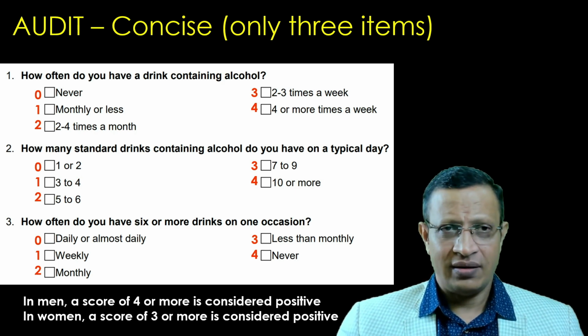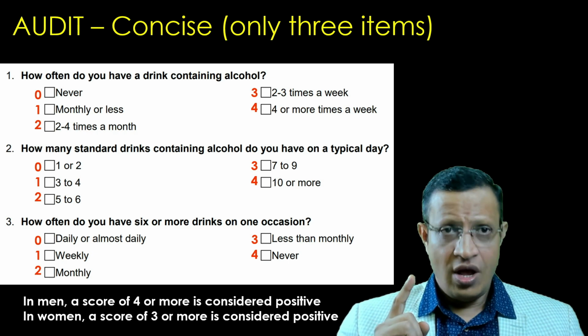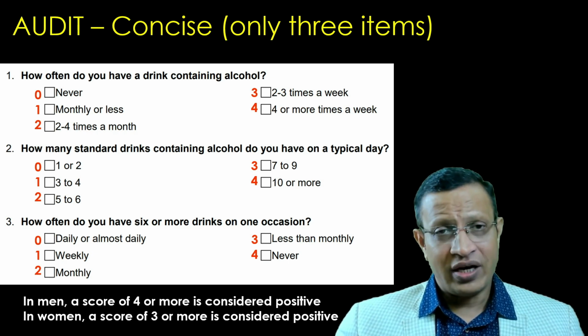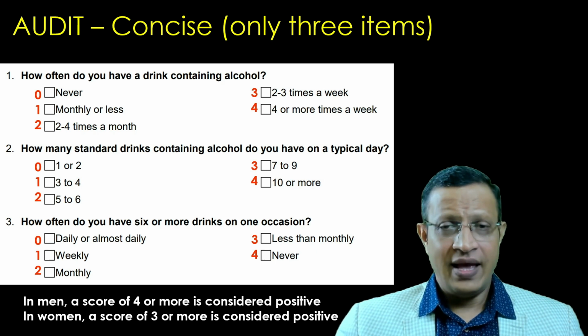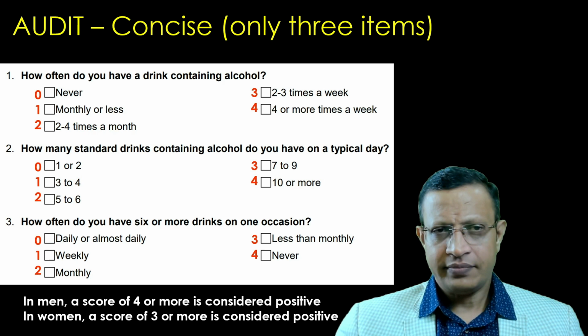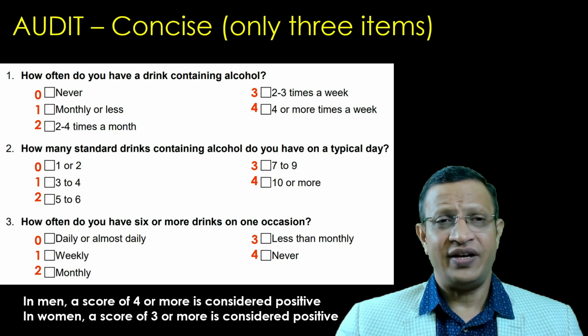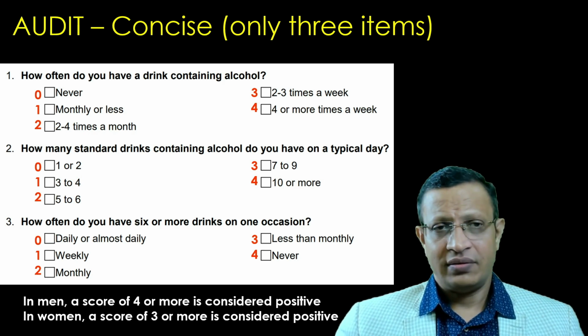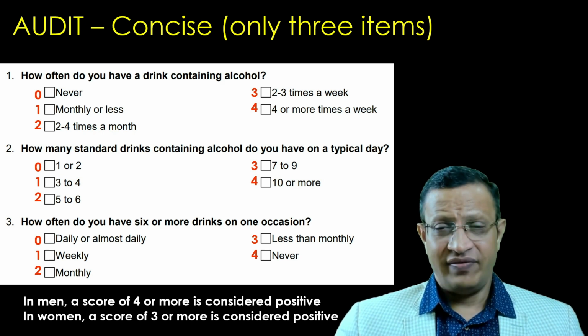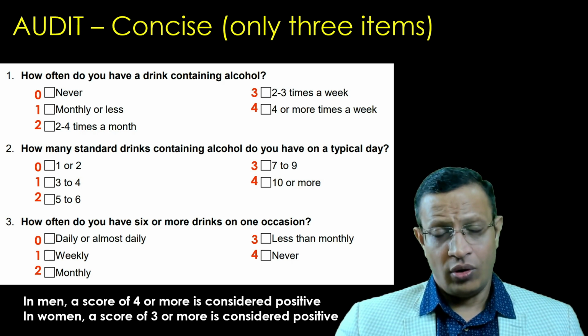First one is, how often do you have a drink containing alcohol? In simple words, how often are you drinking? The response options are: never, monthly or less, 2 to 4 times a month, 2 to 3 times a week, or 4 or more times a week.